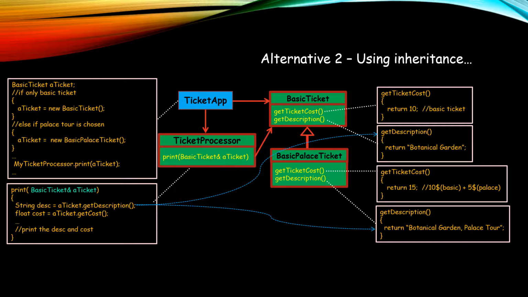So we did not have to change anything in print method. The same method works with basic ticket and basic Palace ticket classes. We know this concept by the name of polymorphism, a concept that allows different classes to be used with the same piece of code. This looks good.